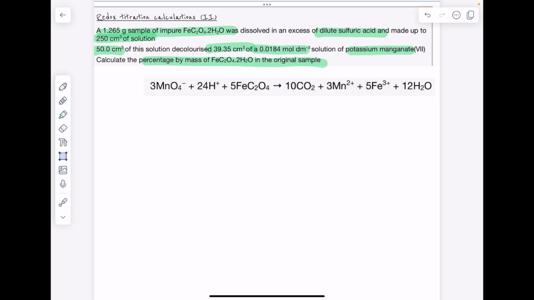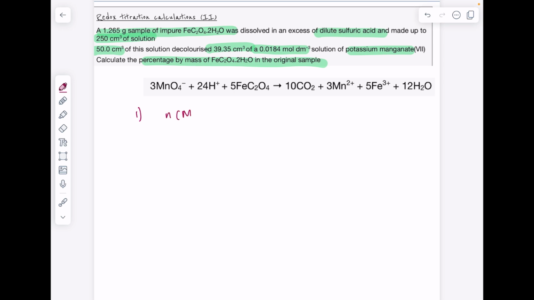Now this is the equation for the overall reaction. So our first step will be to find the number of moles of MnO4 minus that react. We'll then use the stoichiometry here to work out the number of moles of FeC2O4 present in the 50 centimetre cubed sample of the solution. We'll then multiply it up to find out the number of moles in 250 centimetres cubed of the original solution. And then we can just do some simple maths to find the mass of FeC2O4, and then we can use that to find the percentage by mass.